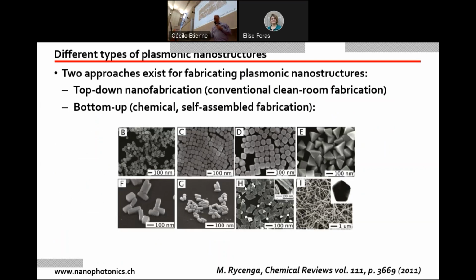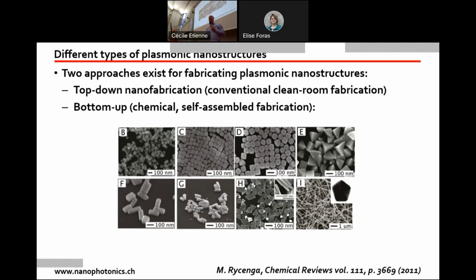So far, we have really looked at what we do in the clean room, so what we can call also top-down nanofabrication techniques. But actually, originally, plasmonics really came about as a field where people were doing chemical synthesis, so fabricating nanoparticles, gold nanoparticles, using chemical synthesis. There are quite a few reviews. I like this one because it's very illustrative. You can make all sorts of strange shapes just by chemical synthesis. By controlling the speed at which different facets grow, you can make tetrahedra, you can make all sorts of structures.